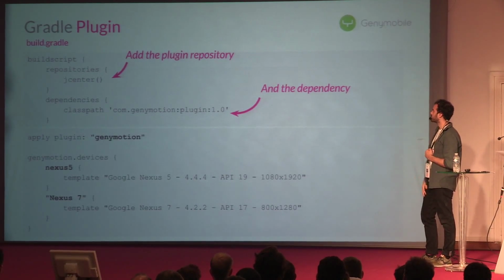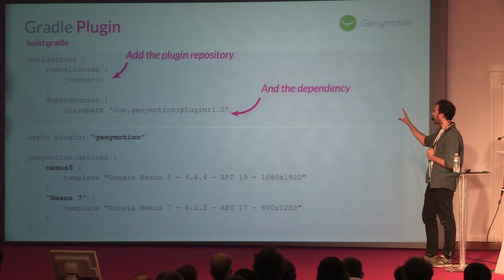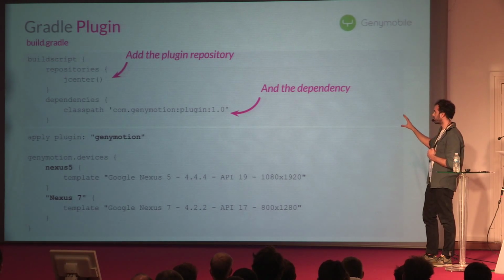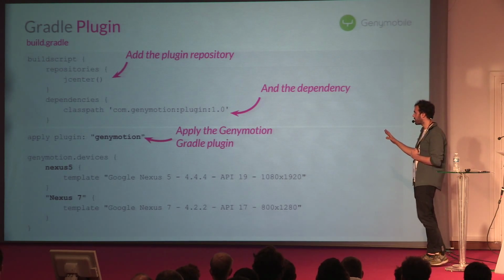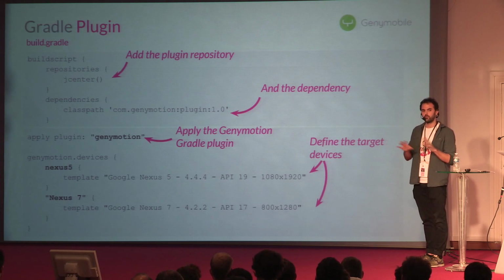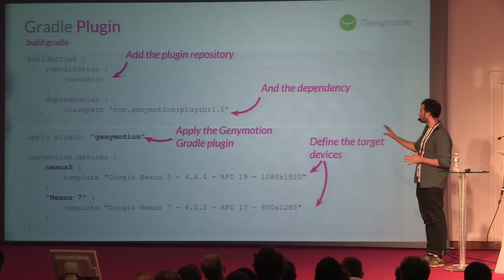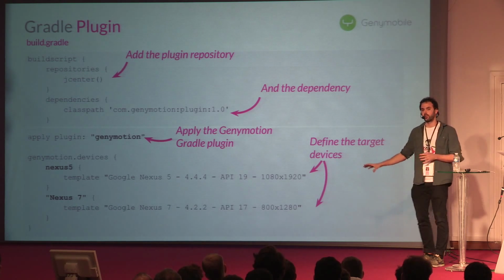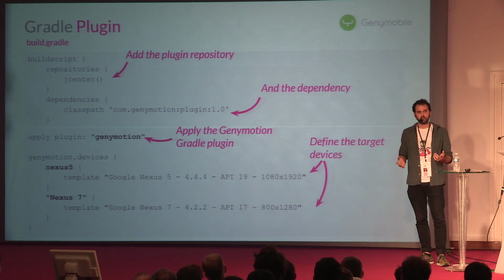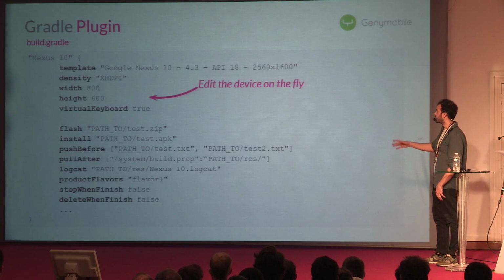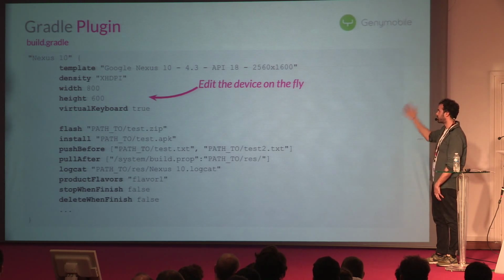This is a build.gradle file. Add the plugin repository. We're on gcenter. Make sure you pull in the proper dependency, so Genymotion plugin 1.0. Apply the plugin. So this is very similar to what you are used to do with the Android plugin. And then define the target. You simply have to, in your build.gradle, define what device you want to use and whatever characteristic this device should have.